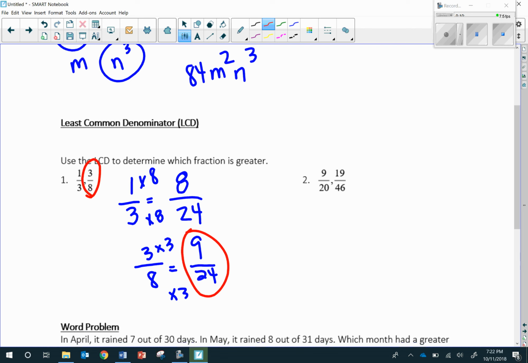I'm going to let you try number 2. Again, you want the same denominator in order to compare the two fractions.